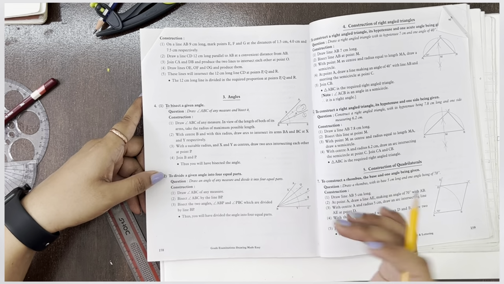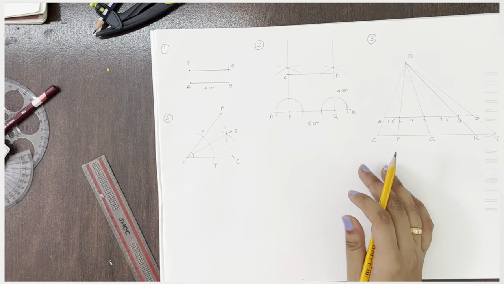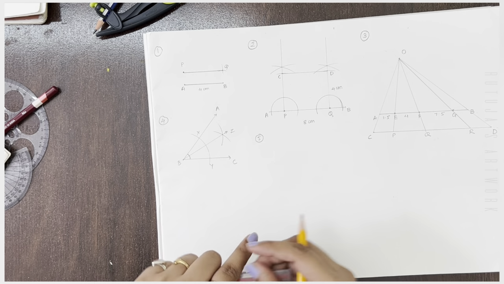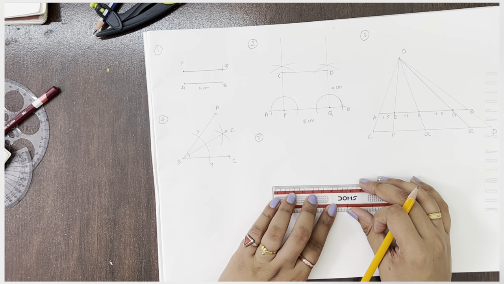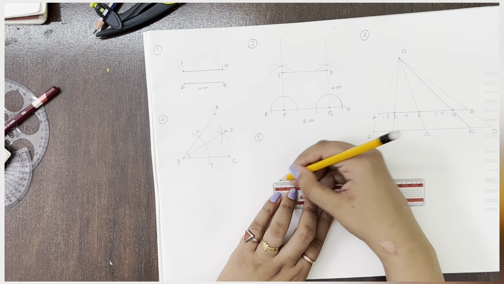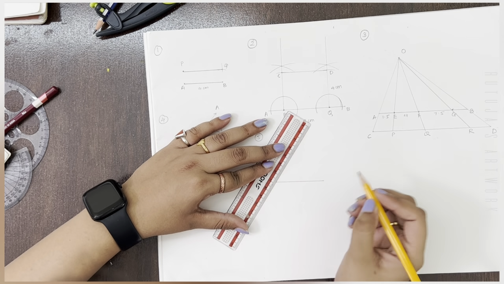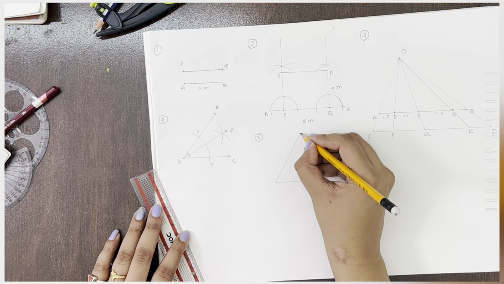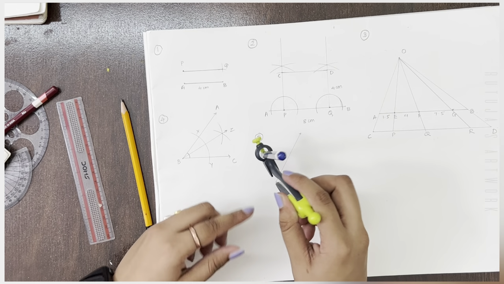Let's quickly do this. Draw an angle of any measurement and divide it in 4 equal parts. So measurements are not given, so we can do it. I will do it here. Same step I'm going to follow. Same measurement. Let's take same 5 cm. Take any angle. Now first, let's divide it in 2 parts. Same step we will follow.